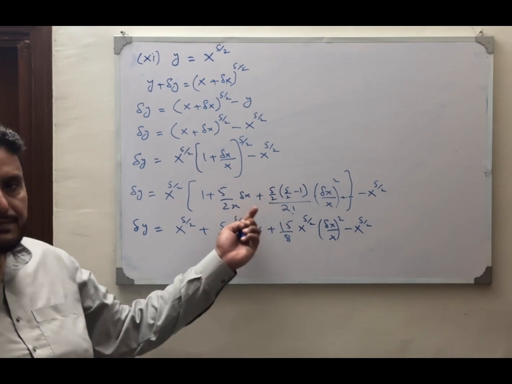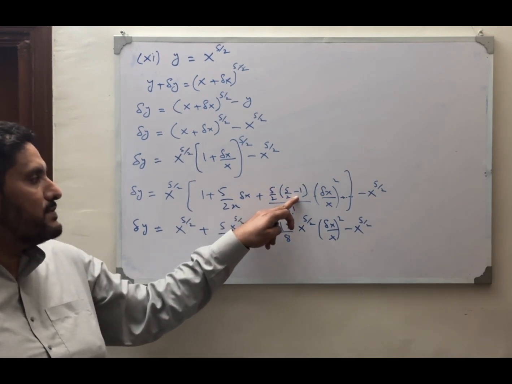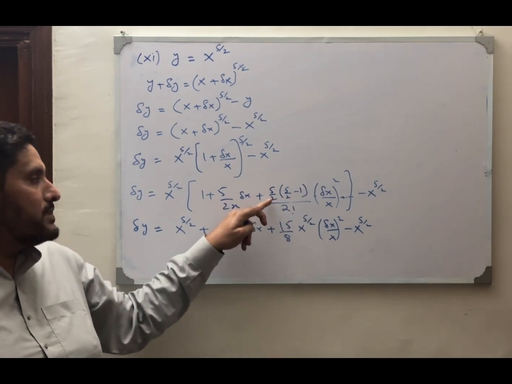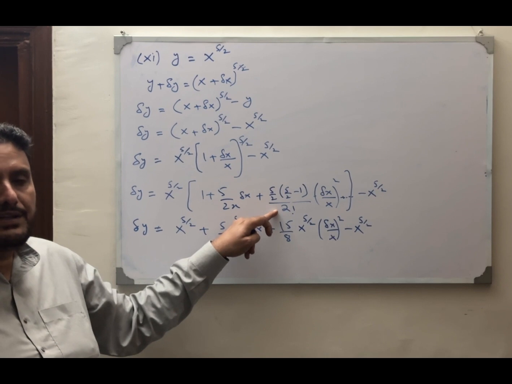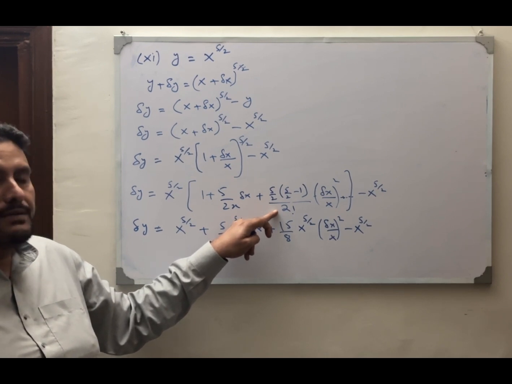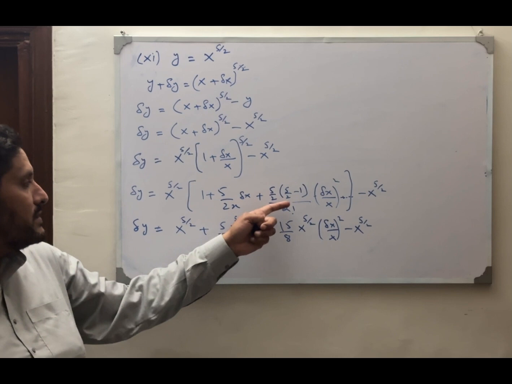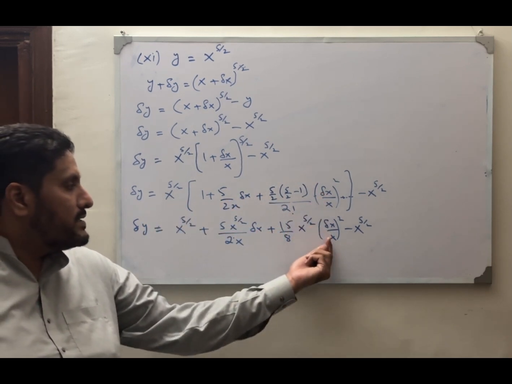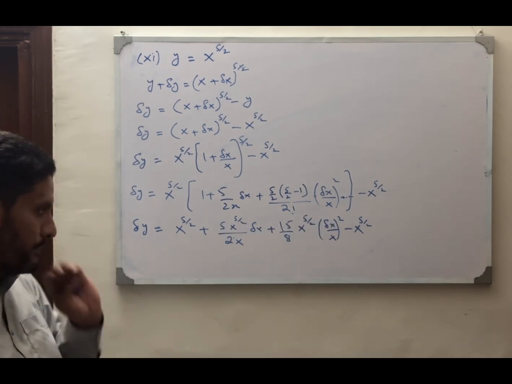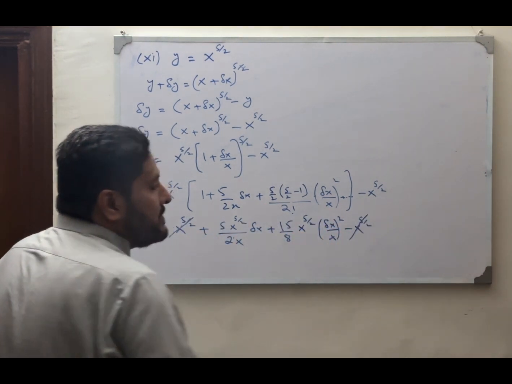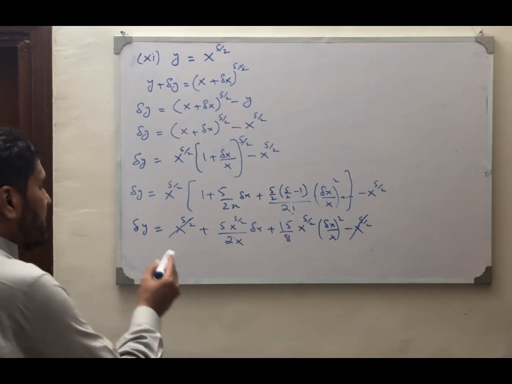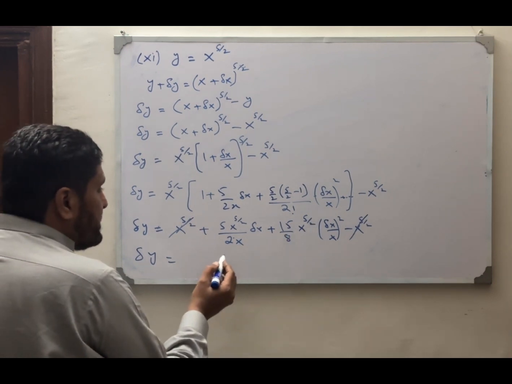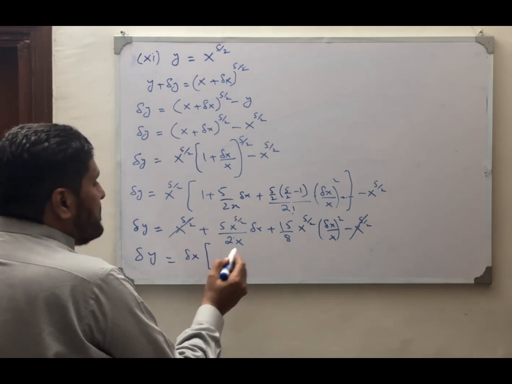So we have simplified this one. I am repeating it once more. 5 by 2 minus 1, that is equal to 3 by 2. 3 by 2 multiplied by 5 by 2, that is 15 by 4. Having 2 factorial in the denominator, so 15 by 4 multiplied by 2, that will become 15 by 8. This whole term when multiplied with x power 5 by 2, that will be x power 5 by 2, and then the second term delta x by x whole square. Now x power 5 by 2 will be cancelled with minus x power 5 by 2, and our delta y, now I am taking delta x common from out of these two terms, so that will become delta x into this one.